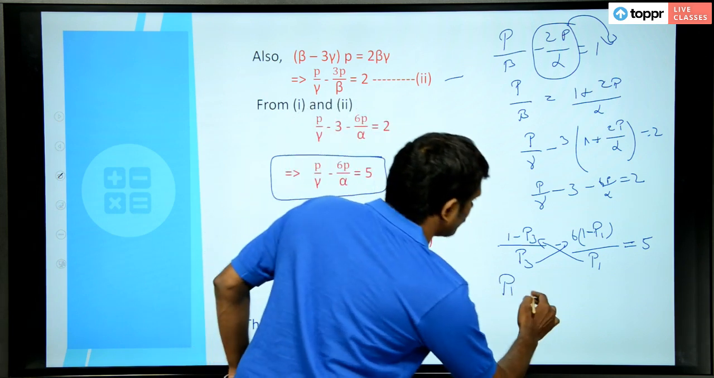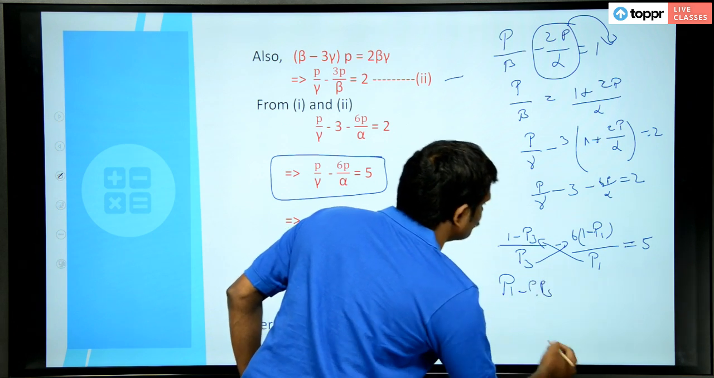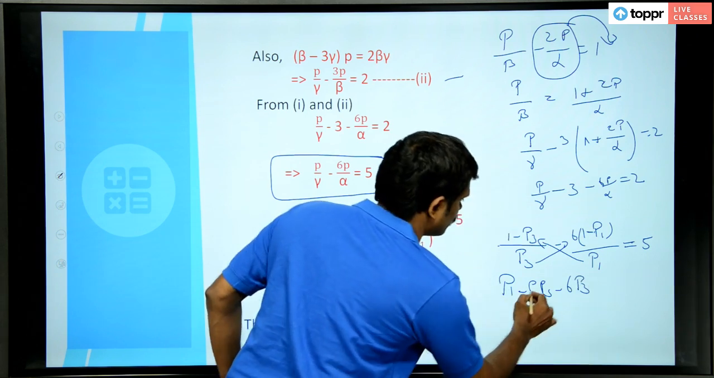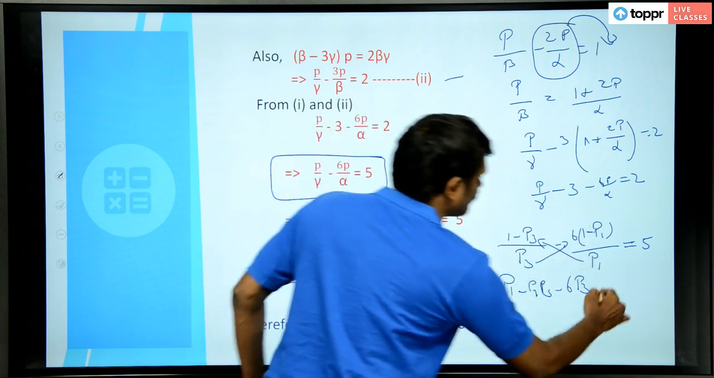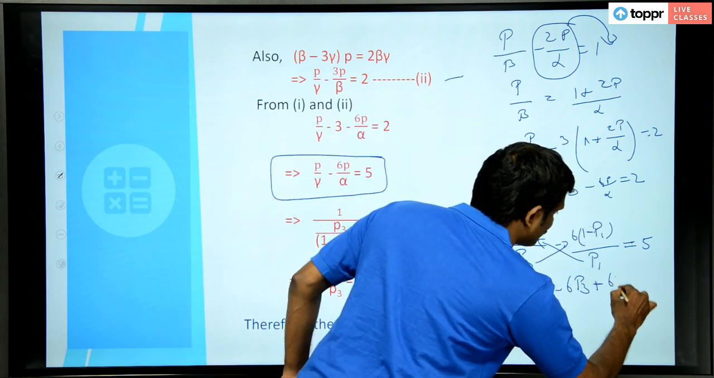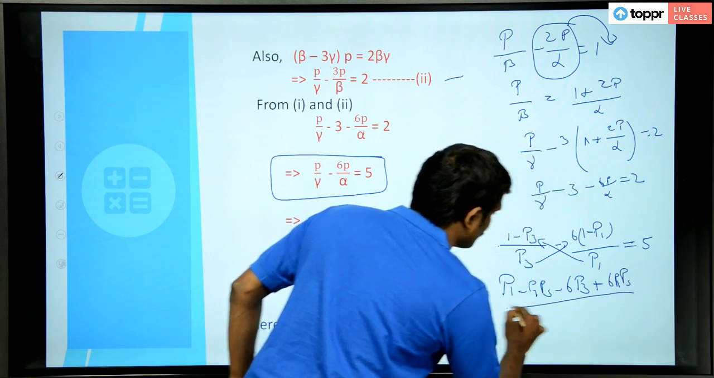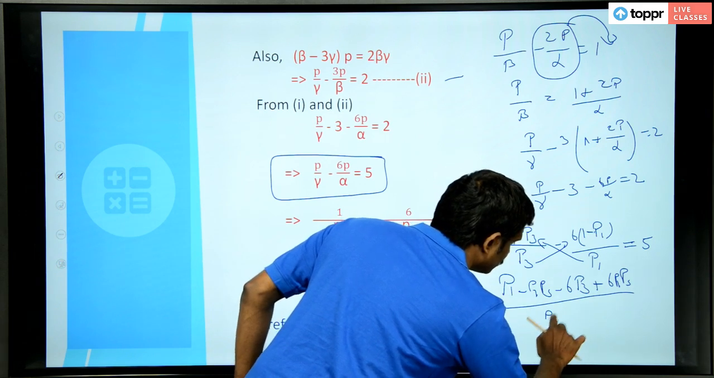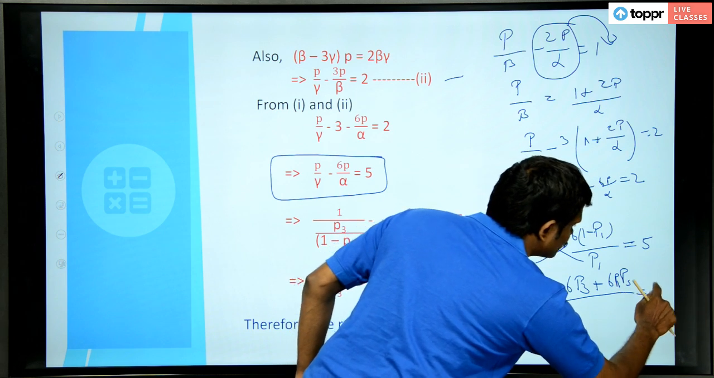P1 minus P1 P3 minus 6 P3, minus 6 P3, minus of minus is plus 6 P1 P3, by P1 P3, this value is equal to 5, right.